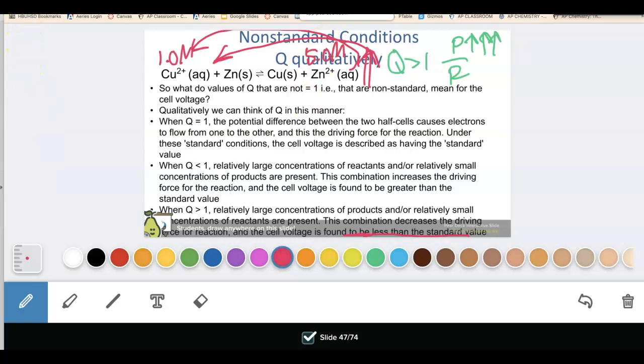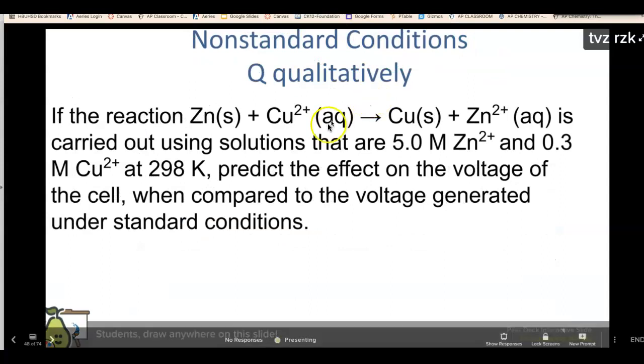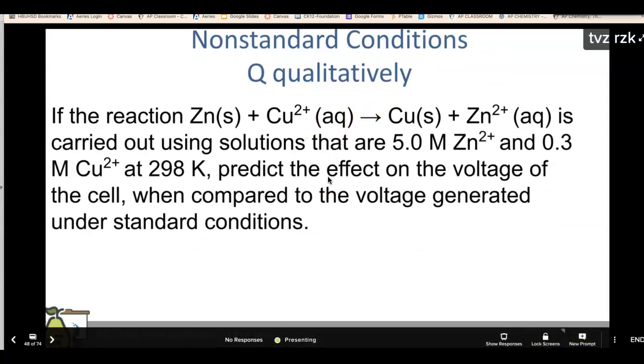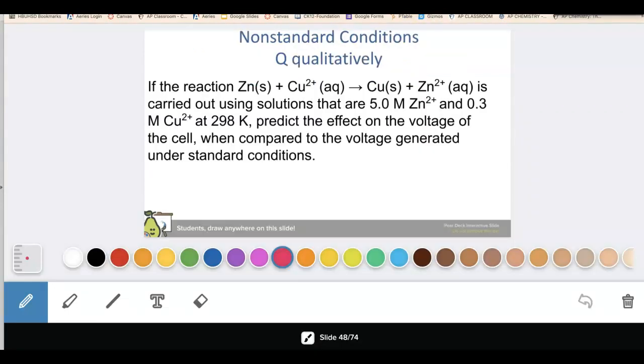Okay. So this is qualitatively. If you can explain the difference in voltage just qualitatively without numbers, that's totally all you need for the AP test, okay? So again, if you mess with standard conditions, it will change the voltage of the cell. It will be different than we normally would have predicted from our reduction potentials, okay? So I'm going to give you an example. Actually, we're going to do this one, and then I'm going to do math one time, and then we won't ever do the math again because you are not required to do the math.